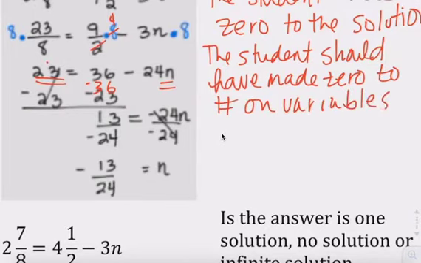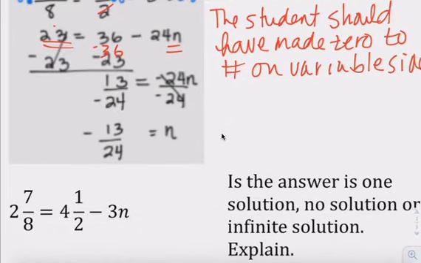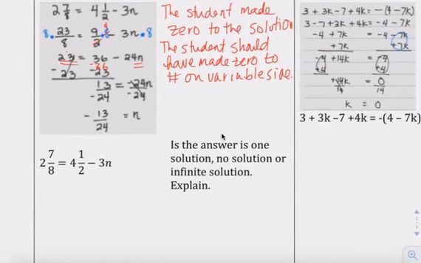Whatever you want to put here. Okay? So everything they did right. So this is 23 over 8 equals 9 over 2 minus 3n. And the least common denominator is 8. They multiply all of the terms by 8. That is correct. Cross cancel.